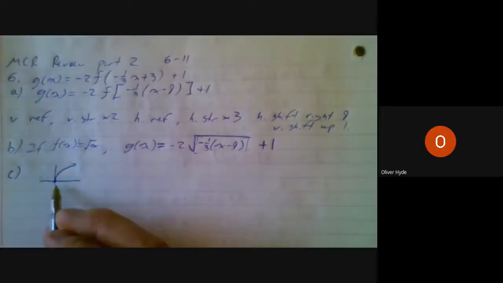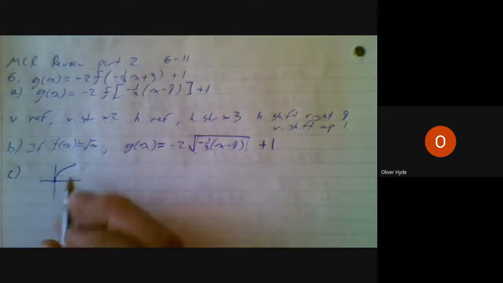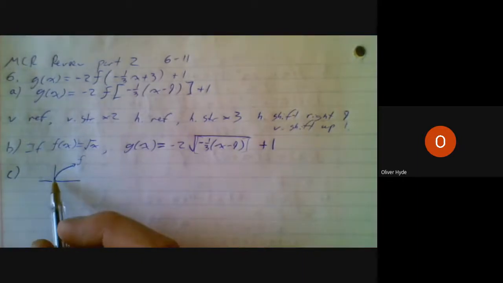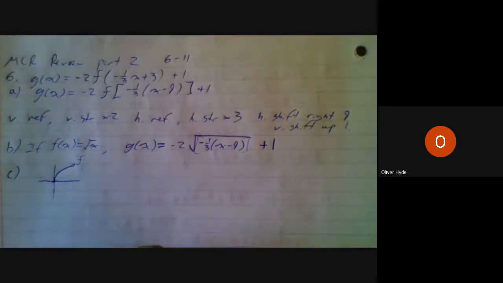I'm going to draw an original radical. It would have a vertex at 0, 0. It's vertical out of that origin. It goes up and to the right. Its domain is x is greater than or equal to 0. Its range is y is greater than or equal to 0.